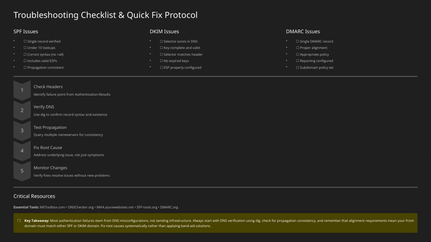Remember, critical resources like MXToolbox, DNSChecker, MHA, SPF tools, and DMARC tools are essential for this process. The key takeaway here is that most authentication failures are due to DNS misconfigurations, not your sending infrastructure. Always start by verifying DNS with dig, check for propagation consistency, and keep in mind that your From domain must align with either the SPF or DKIM domain to pass authentication. Finally, approach fixes systematically, fixing root causes rather than just applying band-aid solutions.